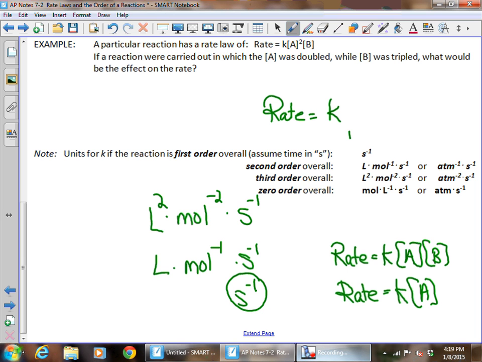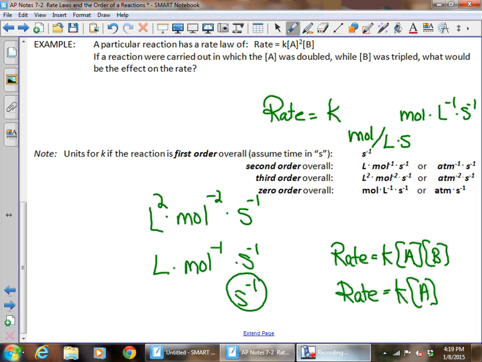So if we have moles per liter per second, that would be an acceptable unit for K, but most of the time they're going to write it as moles to the first, liters to the -1, seconds to the -1 in AP. So we just flip those moles and liters around again because now they're on top. There's nothing on bottom. So those are the units.